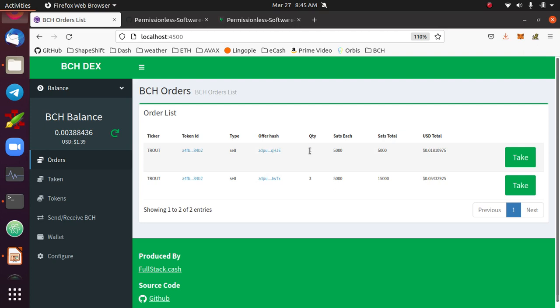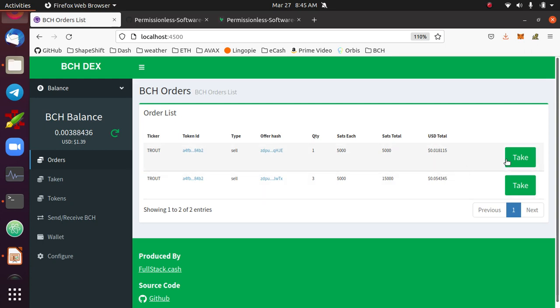So this order is for 1 token. This offer is for 3 tokens, and they're being sold for 5,000 satoshis each. So the total of this trade is 5,000 satoshis, and the trade for this is 15,000 satoshis for 3 tokens. And then this is the calculated value based on the spot price of Bitcoin Cash. So this would be about 2 cents, and this would be about 5 cents.